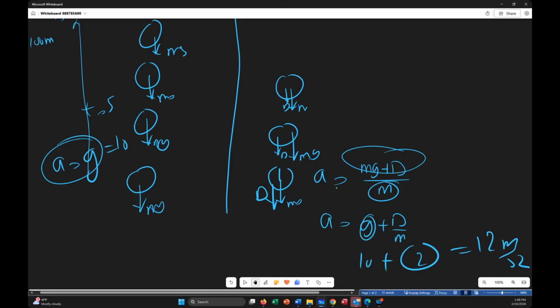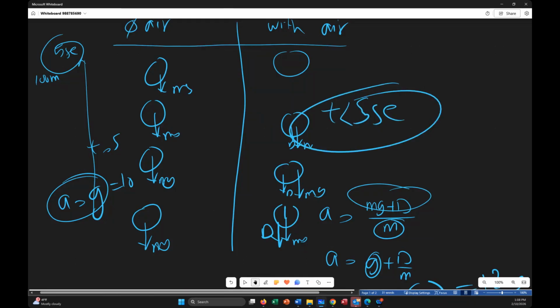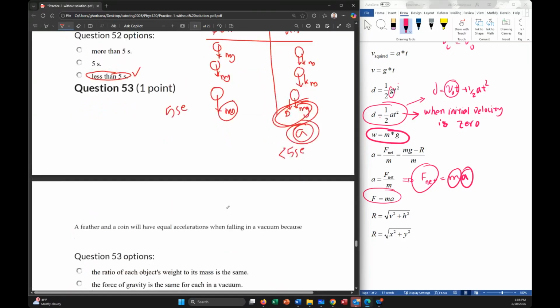You are traveling the same distance with the bigger acceleration. In the same time, bigger time, or less time? Less time. T is going to be less than 5 seconds. Make sense? Because the acceleration is bigger.